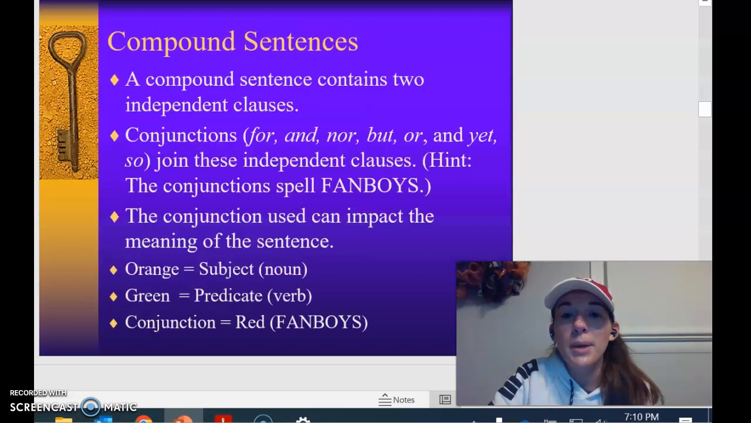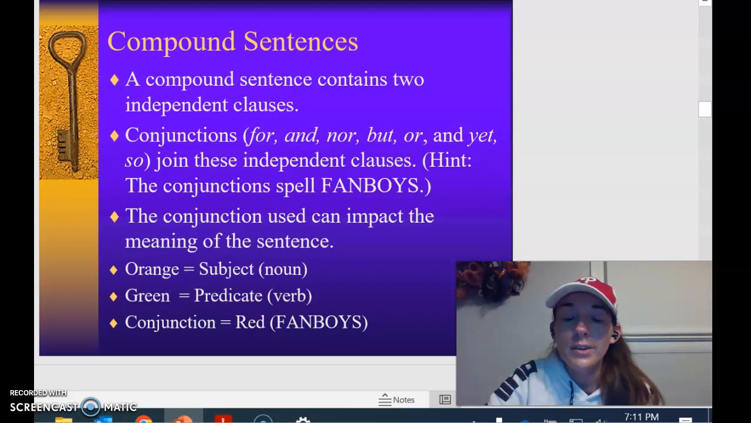Next, we're going to be talking about compound sentences. A compound sentence contains 2 independent clauses, and it is going to use conjunctions to bind those 2 independent clauses together. So last week we did briefly talk about fanboys. So this is going to be our direct lesson on fanboys. Fanboys stands for for, and, nor, but, or, yet, so. The conjunctions used can impact the meaning of the sentence.